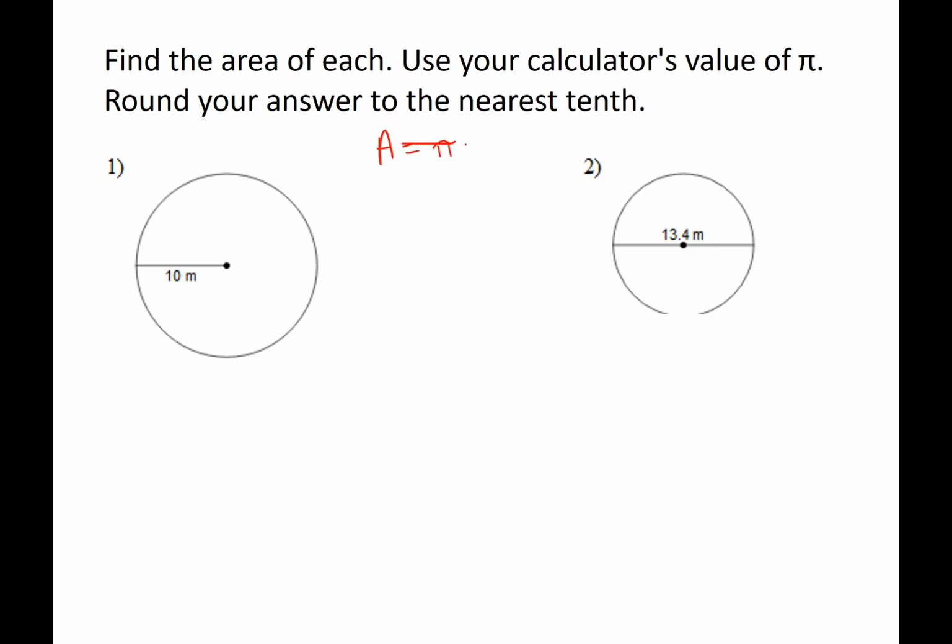Area equals pi, sorry about that. Try that again. Area equals pi r squared. And this formula is found on your formula sheet that you're going to use for the test. So that is given to you.